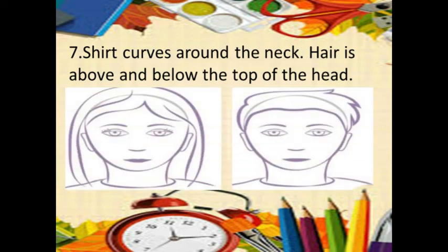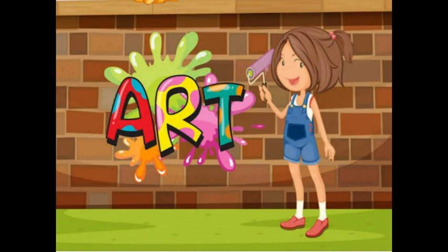Just like this. The shirt curves around the neck. Hair is above and below the top of the head. So we are just going to draw the shirt just like this in here, and it's up to you what kind of hair you are going to draw. So those are the steps on how we can create a simple portrait.